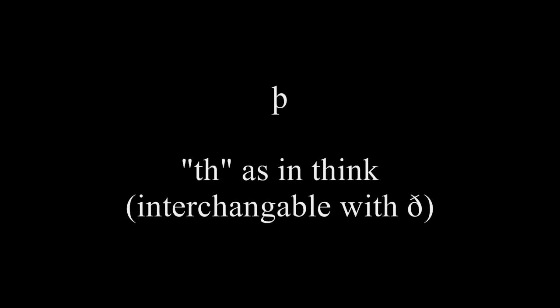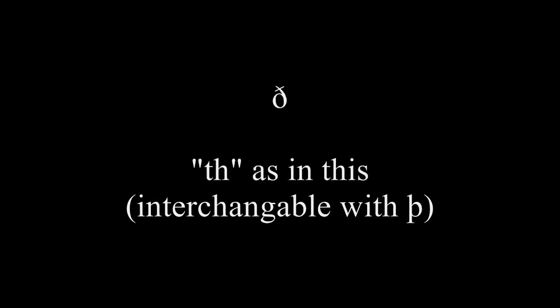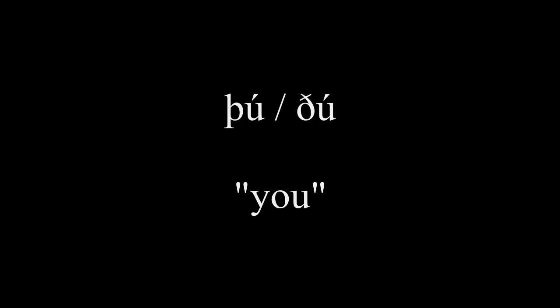Now we move on to the symbols found in Old English that don't appear in modern English. Firstly, there is this symbol, thorn, which is th, as in think. Then there is this symbol, eth, which is th, as in this. Now these two are used sort of interchangeably in Old English, so the sounds weren't that different apart. You'll find, for example, the word for you, thu, spelt with eth or thorn.